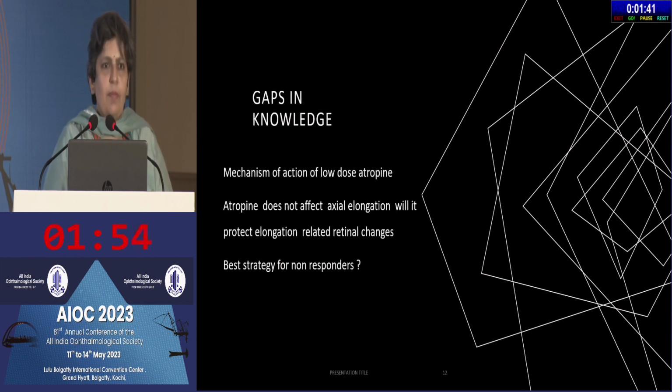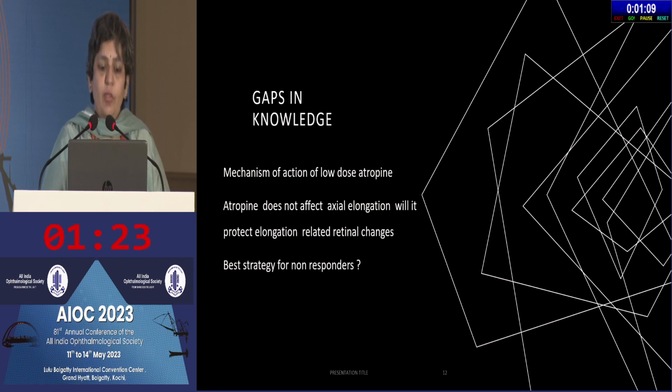What are our gaps in knowledge at this point? We don't know the mechanism of action of low dose atropine, and whether there are any extremely long term effects associated with it. We do assume that it stimulates dopamine, but how exactly, and which receptors are inhibited, there is a little bit of a gap in knowledge on that. Again, atropine does not affect axial length elongation as much as it does refraction. The effect is mostly on the cycloplegic refraction.